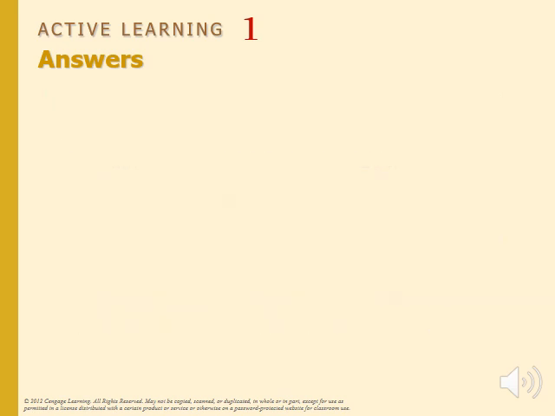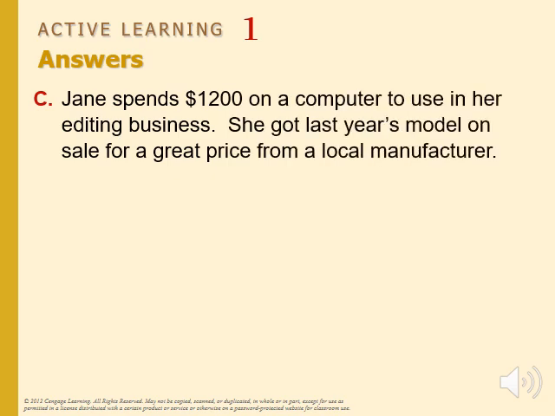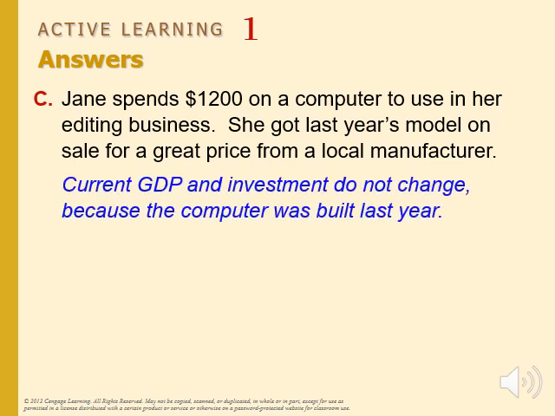Jane spends $1,200 on a computer to use in her editing business. She got the model from last year on a great sale price from a local manufacturer. Current GDP and investment do not change in this case because this is not current production. The computer was built last year, and if it was unsold last year, we would have still counted it last year as inventory accumulation. We can't count it again a year later.